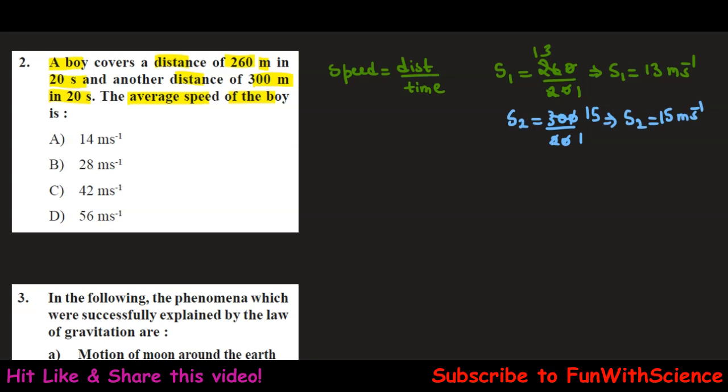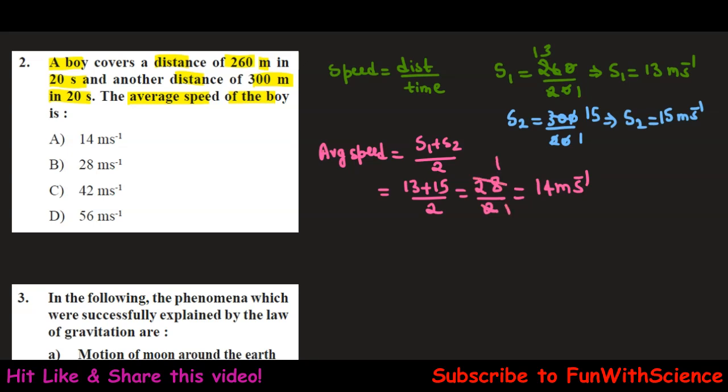Now the average speed we can write. So average speed means what? Taking the mean. That's it. So average speed is given by s1 plus s2 divided by 2. So it would be how much? s1 plus s2 is 13 plus 15, divided by 2. 15 plus 13 is 28. 28 by 2 would be 14 meter per second, because 2 14s are 28, right? So 14 meter per second would be our average speed. So in the given options, option A is 14 meter per second, which is the correct answer.